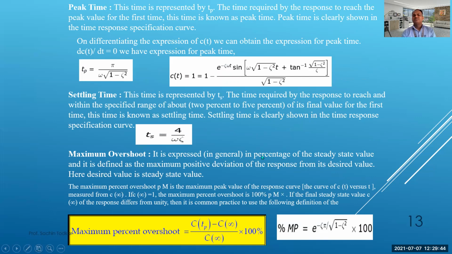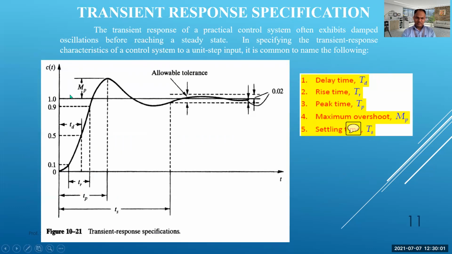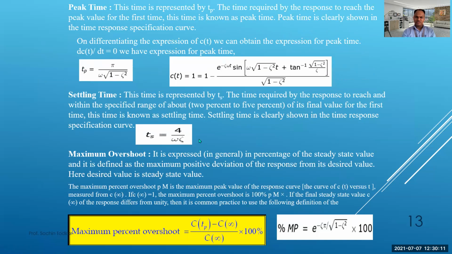Maximum overshoot is expressed in general as a percent of the steady state value, and it is defined as the maximum positive deviation of the response from its desired value. Your desired value is the steady state value. So again, we'll see the maximum overshoot here. The desired value is 1 here, and the maximum overshoot is here, MP, which has been shown in the diagram. So these are the terminologies about all these things.